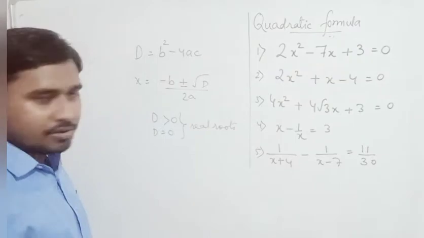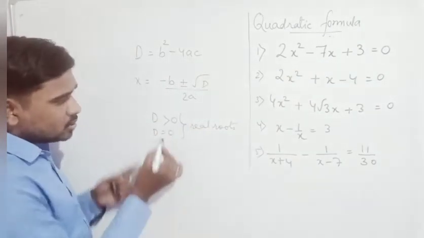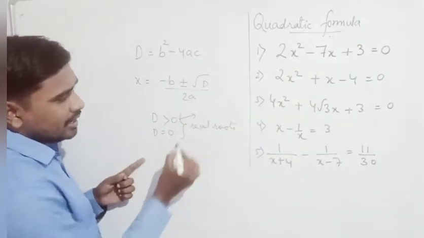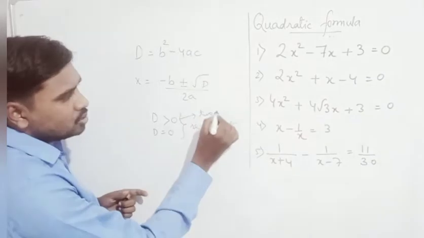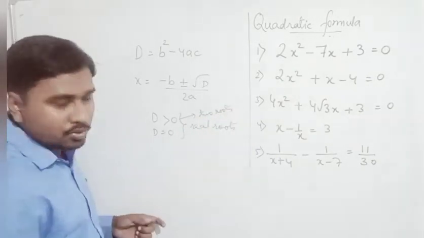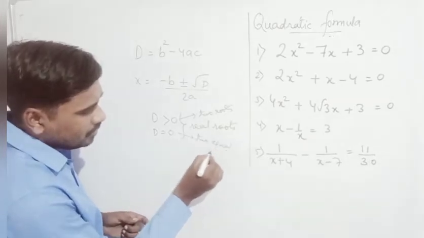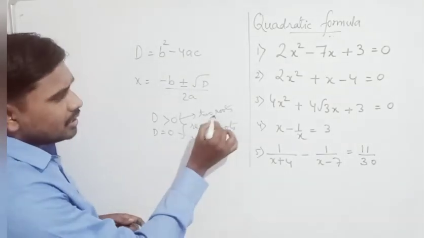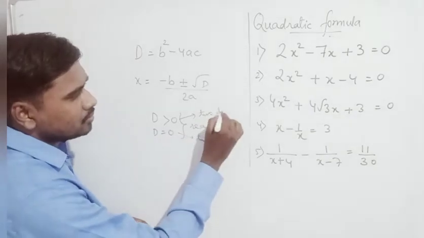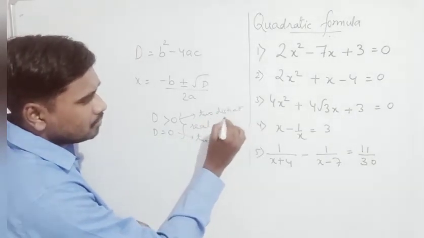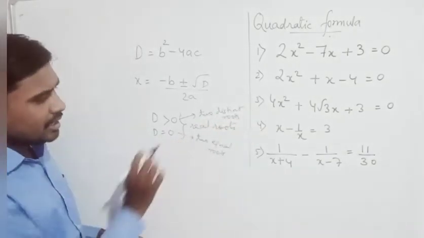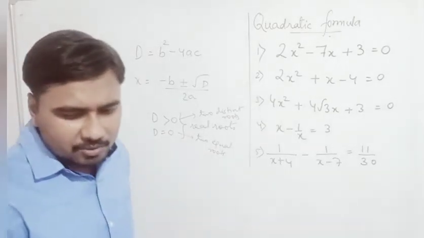Otherwise, the roots are not real. Okay. In case of d greater than 0, we are getting two different roots, distinct roots, and here two equal roots. Here we are getting two distinct roots, and here we are getting two equal roots. In the next part I will explain again.